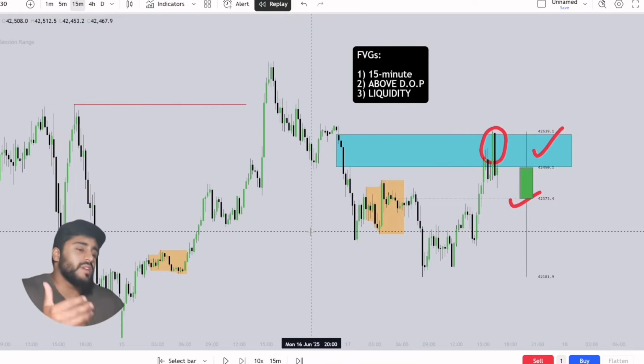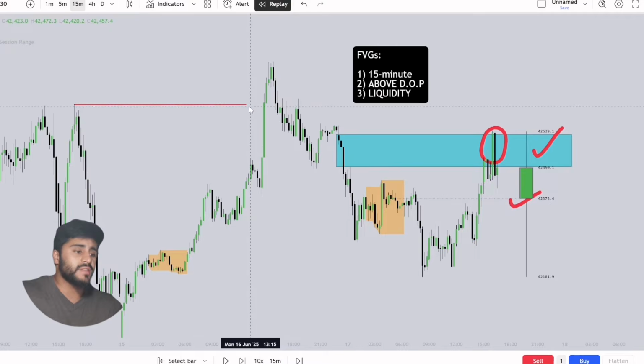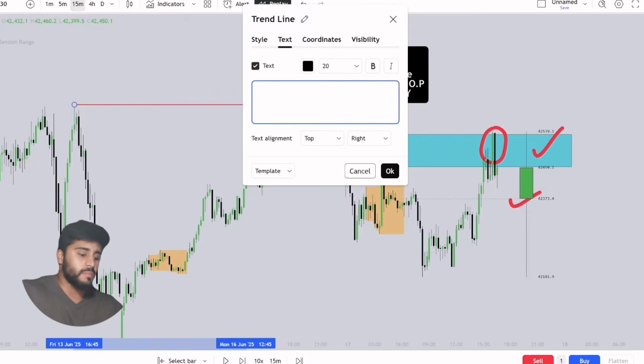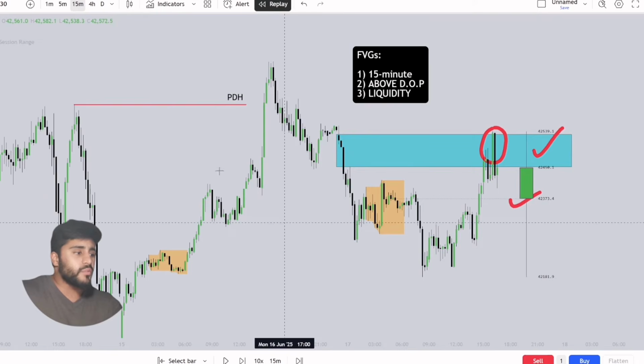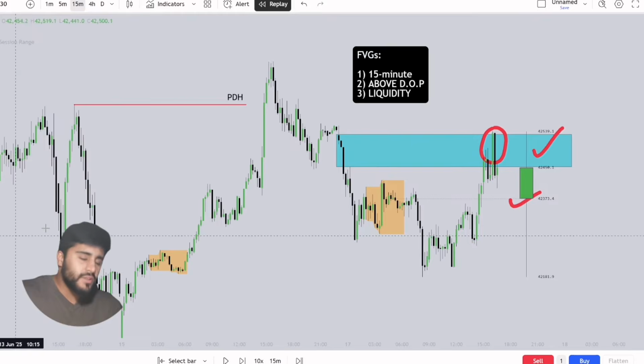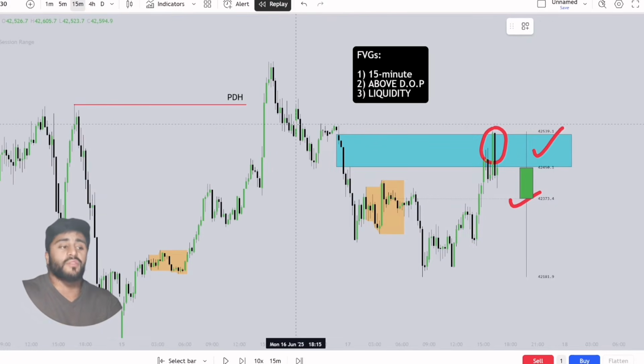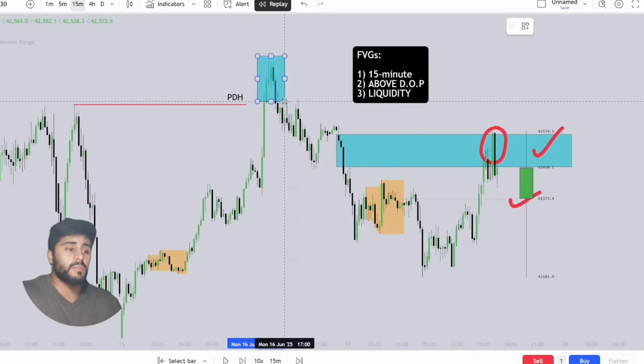So these are the previous day highs, and this is my favorite kind of liquidity sweep, right? When you see a previous day high liquidity sweep, in this case it's going to be PDH, this significantly increases the likelihood of the fair value gap playing out, right? Because we've swept liquidity.